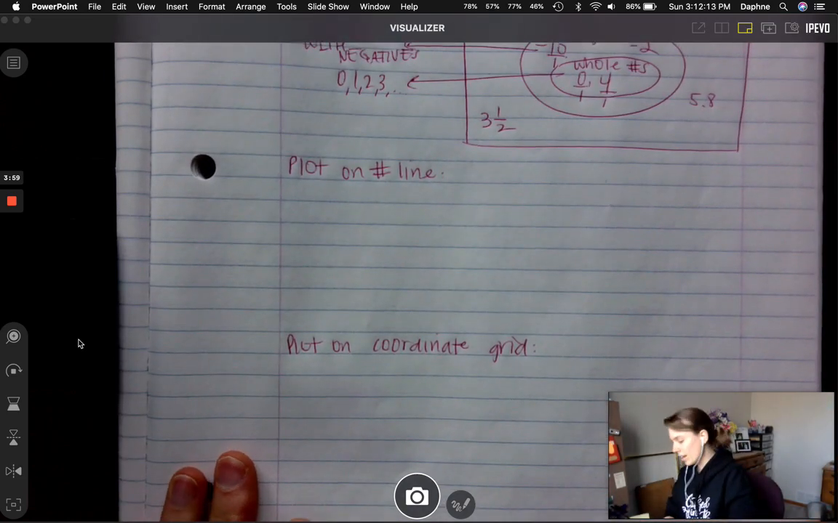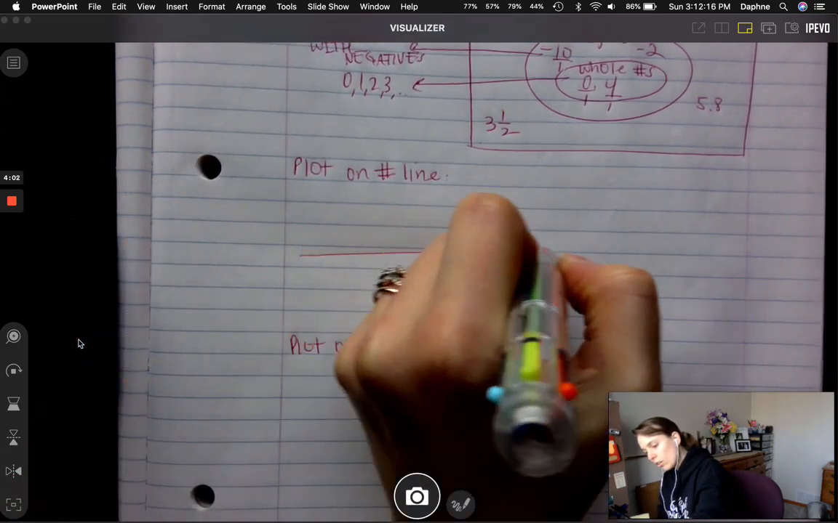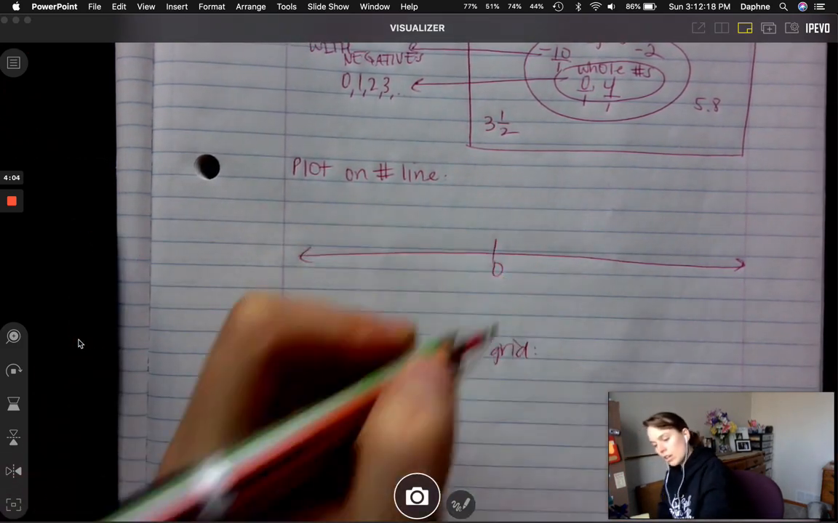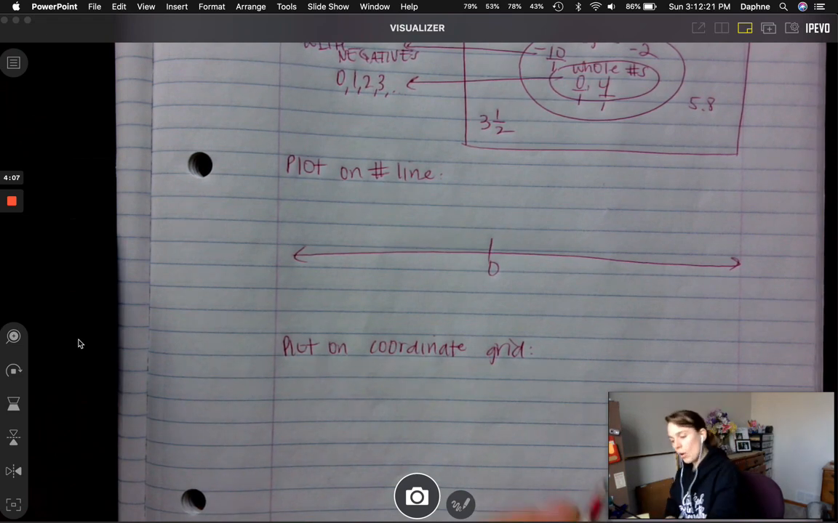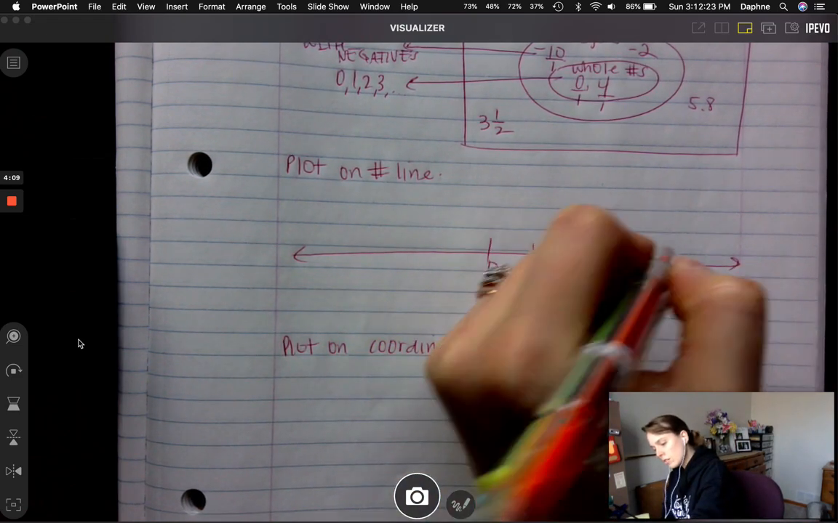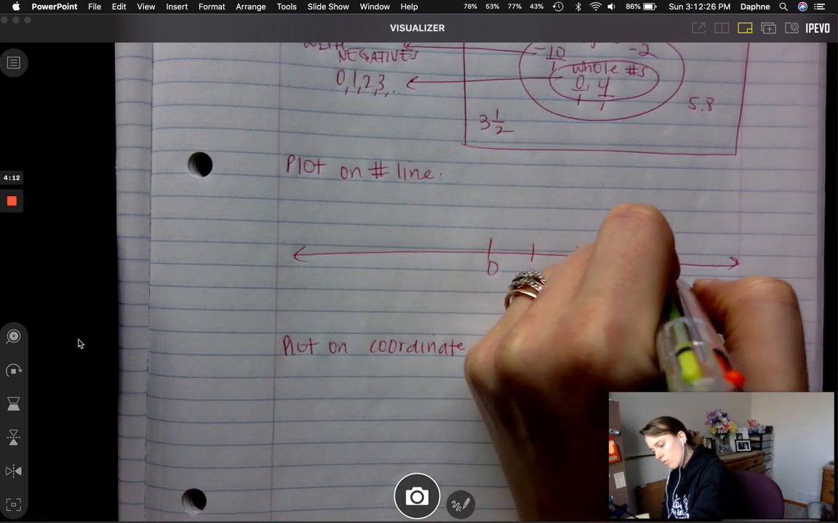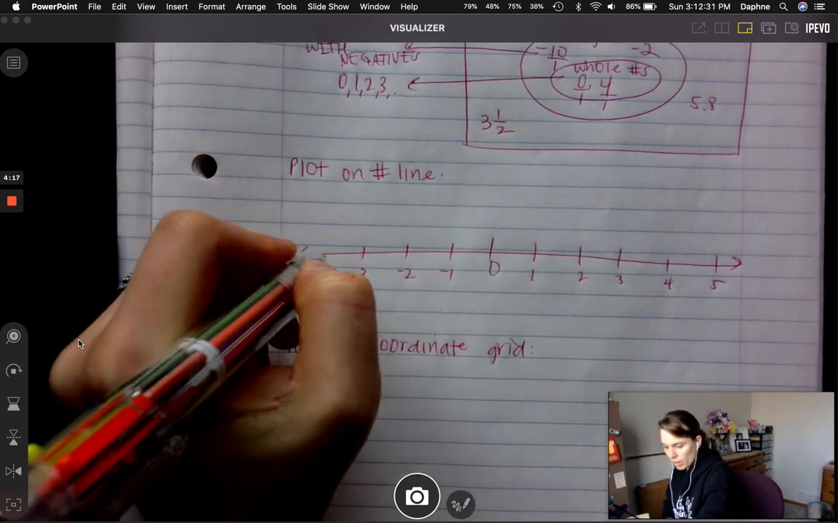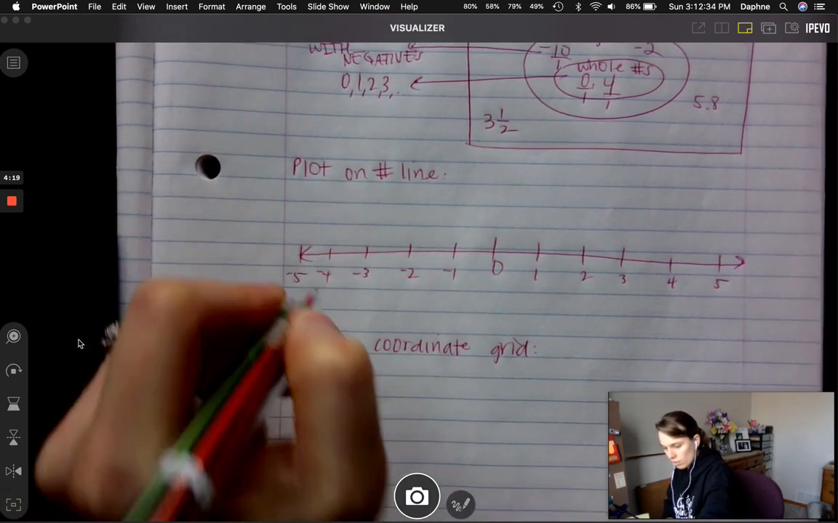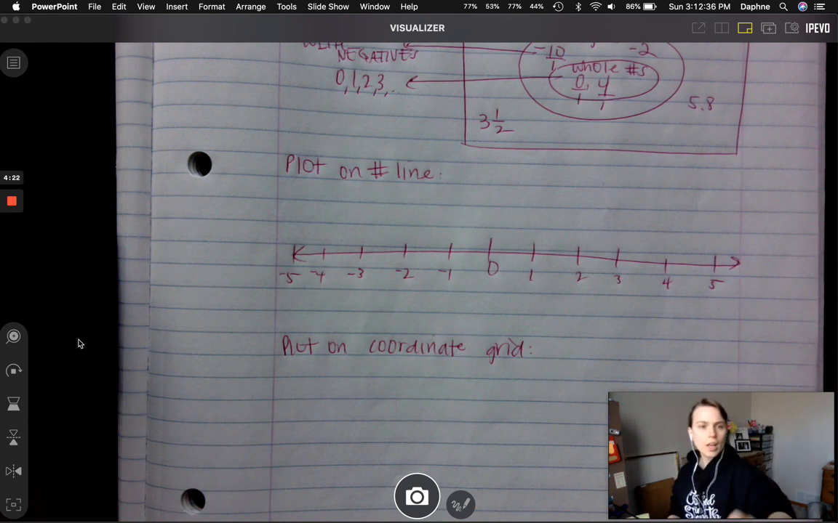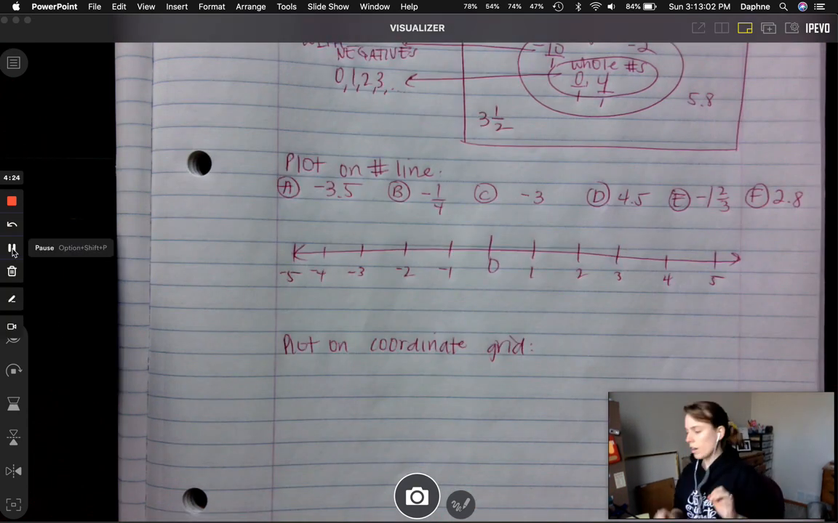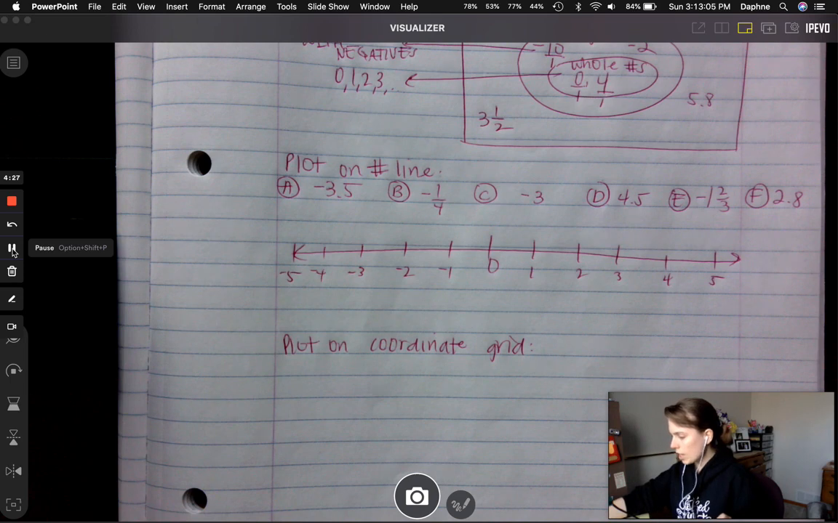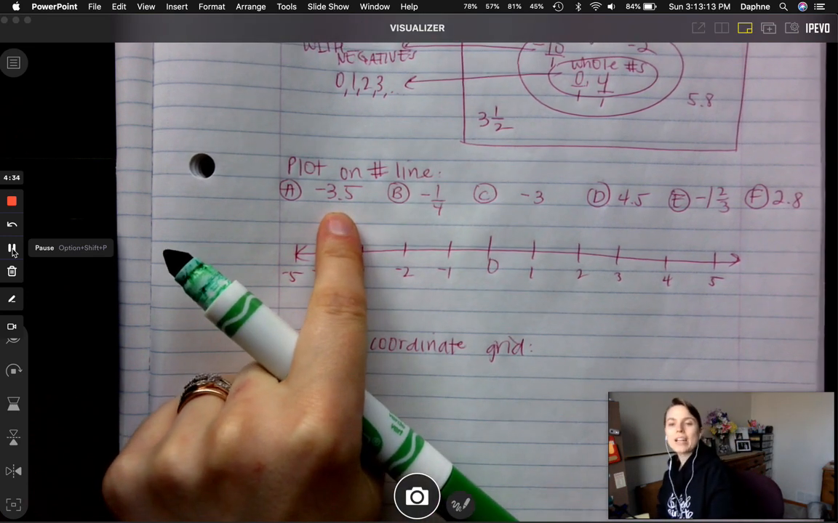Okay, so if we're plotting on a number line, I'm going to, in the middle, draw a number line, starting with 0 in the middle. I'm going to go up to positive 5. 1, 2, 3, 4, 5. And then go down to negative 5. All right, and I'm going to pause the video. All right, we're going to plot these, and I'm going to plot them in green. Let's do that.